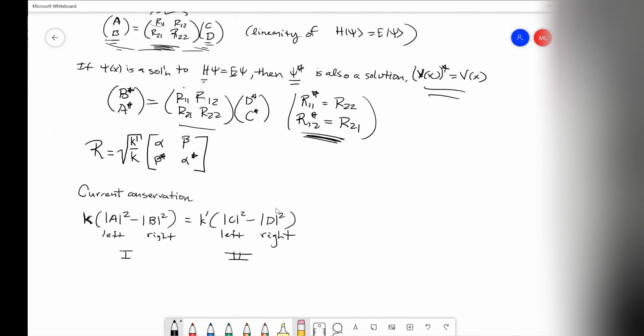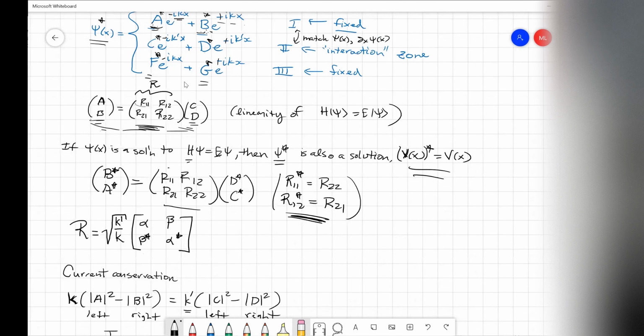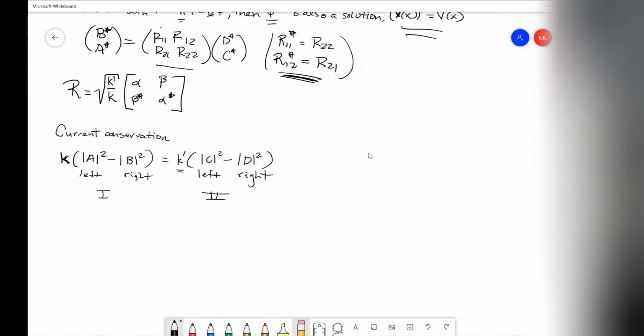And remember, our region 2 here is a simple one where it's just a constant potential. So you have to have this K prime here, because it's got a different kinetic energy in that region 2, but it's just flat. We're just doing the scattering problem how we would do it brute force, but we're using this matrix, which we'll see makes life a little bit easier. So what does it mean? It means that we can rewrite this thing actually.